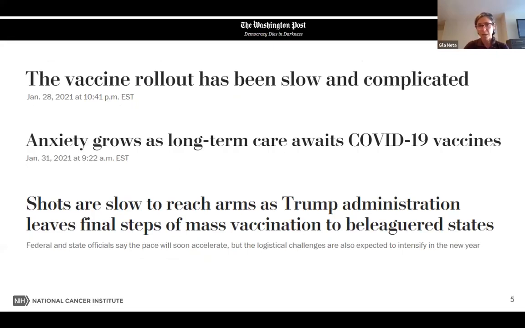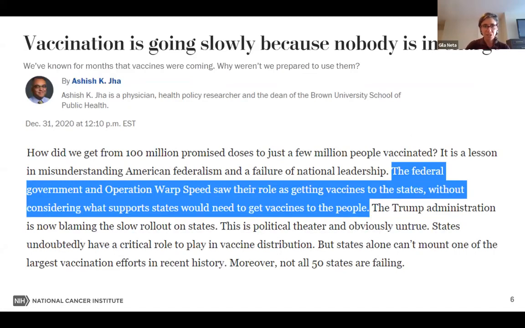The rollout has been slow and complicated, anxiety growing. Shots are slow to reach arms as those final steps of ensuring that vaccines are delivered were left to beleaguered states. I think a nice summary of that problem is on the next slide. Ashish Jha, now Dean of the Brown University School of Public Health, and probably no stranger to any of you who've been listening to the news for the past many months, really nicely articulated the problem, which was that at that time, the federal government saw their role as getting vaccines to the states without considering what supports states would need to get vaccines to the people. And this type of problem isn't unique to COVID-19.